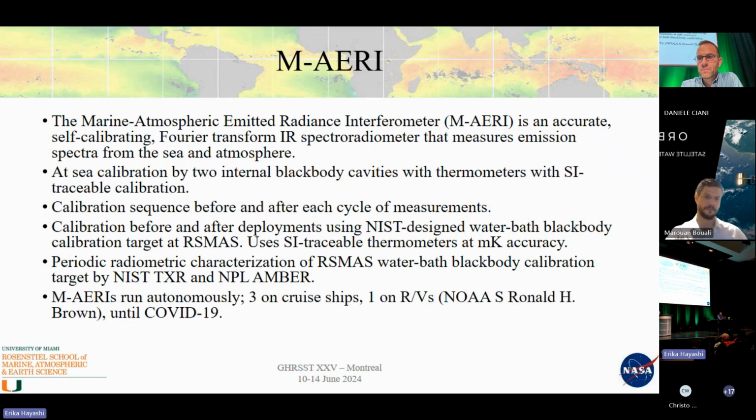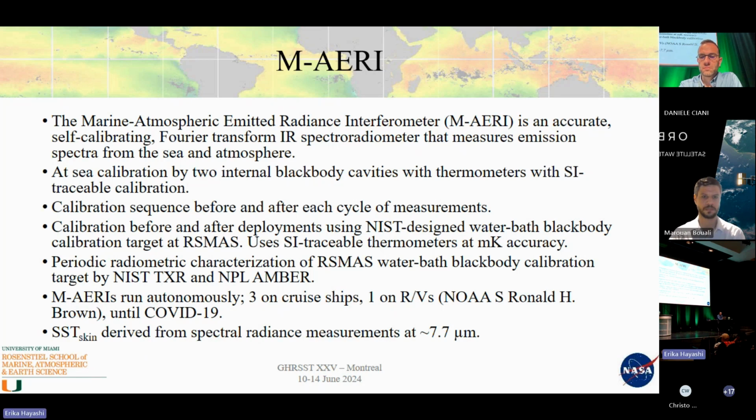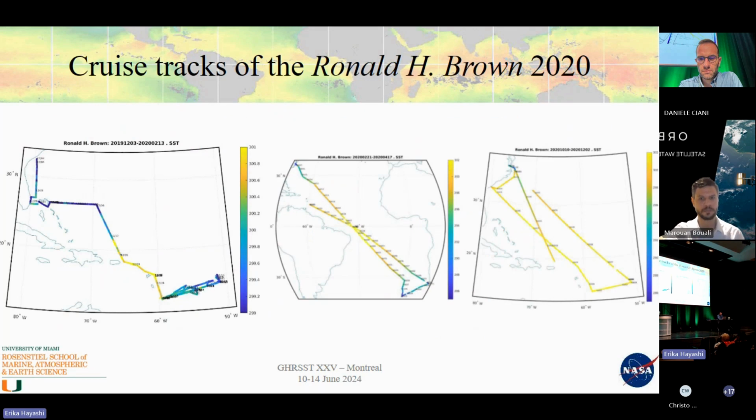They now run autonomously. And up until COVID, we had 3 running continuously on cruise ships and 1 on a range of research vessels, most recently the Ron Brown of NOAA. And SST skin is derived from measurements at wavelengths of 7.7 microns, and I can discuss that offline if you're interested. So this is the skin temperature derived from the MARY, from the Ronald Brown.